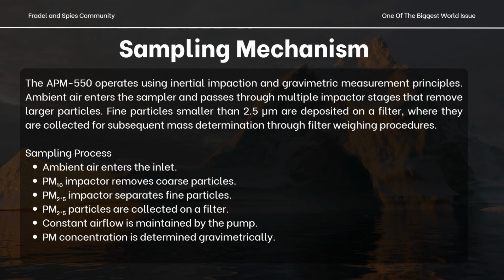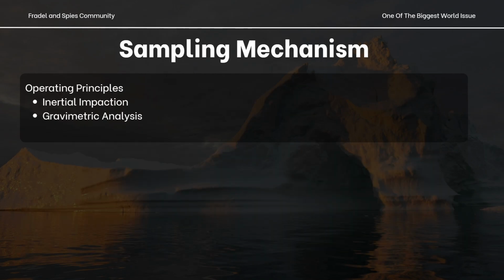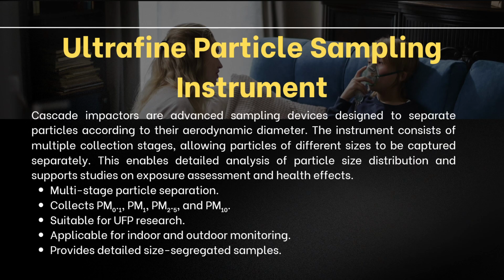The sampling process includes: the ambient air enters the inlet, the PM10 impactor removes coarse particles, the PM2.5 impactor separates fine particles, and PM2.5 particles are collected on the filter. Constant airflow is maintained by the pump, and PM concentration is determined gravimetrically. For the operation principle, it starts with the initial inspection and gravimetric analysis.